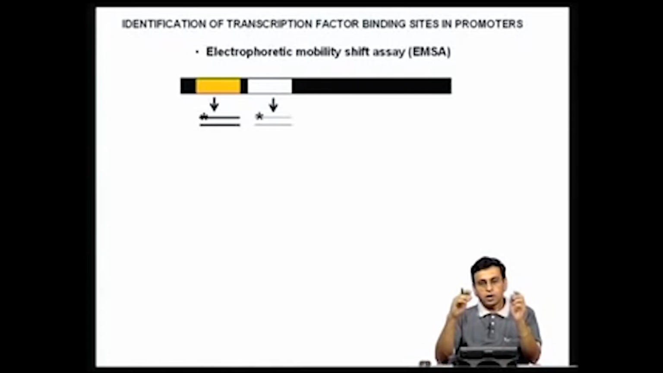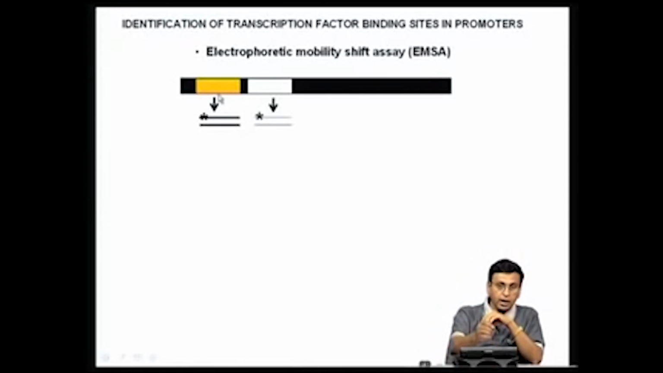Now what I do, I take a cell extract or a tissue extract in which this gene is normally active, and ask the question, what kind of protein factors within this tissue extract or cell extract are actually binding to this region, and as a result there is an increase in the promoter activity.